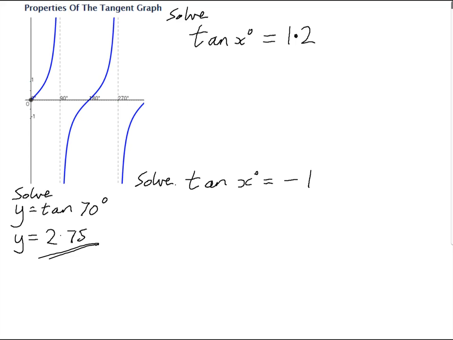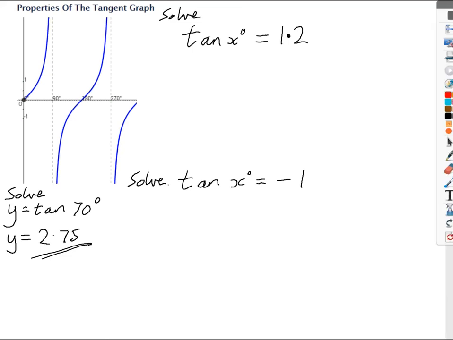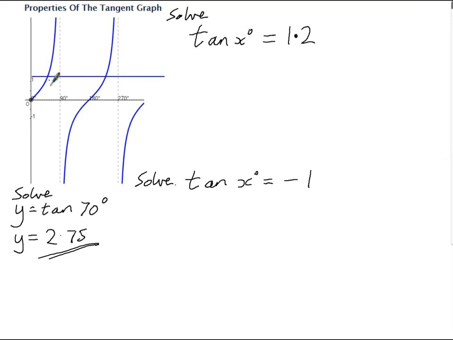Solve tan of x degrees equals 1.2. I'll get my wee line out again, because we're going to have multiple solutions for this. Even though the wavelength is only 180 degrees, we still look at the first 360 when we're looking at solutions. So 1.2, slightly above the 1. I'll draw my line across here. So I would be expecting a solution here, and a second solution here. Okay, so that makes sense of where we're at.